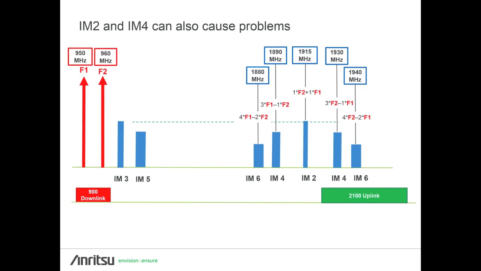But in building systems, we're combining frequencies that are very far apart, separated in frequency, and so we also now have to be concerned about the even products. And so this is showing for a 900 megahertz system, for example, the fact that the IM4 and IM6 are able to fall in the 2100 megahertz uplink band.